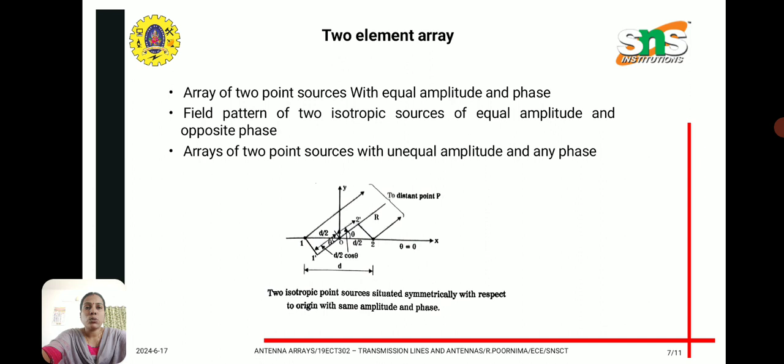Okay, we shall see the two element array calculation. It is used for getting the radiation pattern of the two element array. Consider an array of 2 point sources with equal amplitude and phase. In this picture, two isotropic point sources are numbered 1 and 2 along the x-axis, and a distant point is taken to calculate the radiation. The field pattern of two isotropic sources of equal amplitude and opposite phase is also considered. The arrays of 2 point sources with unequal amplitude and any phase can also be calculated.